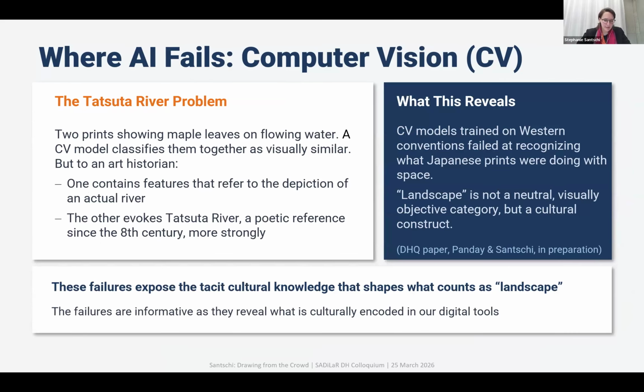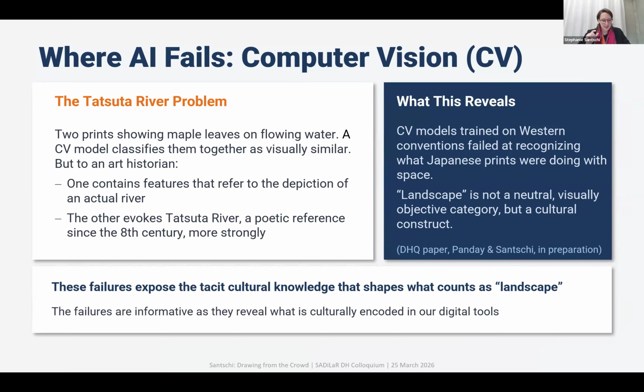So what does this tell us? When we tested computer vision models for filtering landscape automatically, they failed on Japanese prints. I had to go in and tag manually. Why? Because they were predominantly trained on Western conventions, is my assumption. These models literally couldn't recognize what Japanese prints were doing with space. They tried to apply an English language understanding of landscape to Japanese views, seascapes, and scenes.